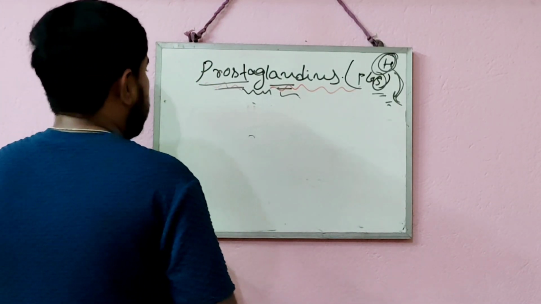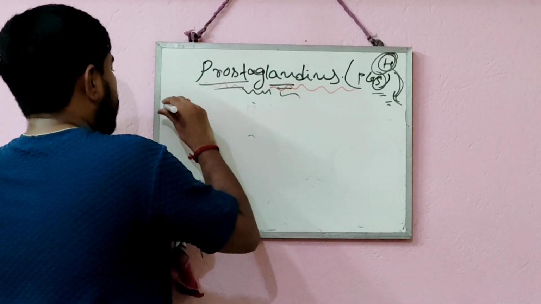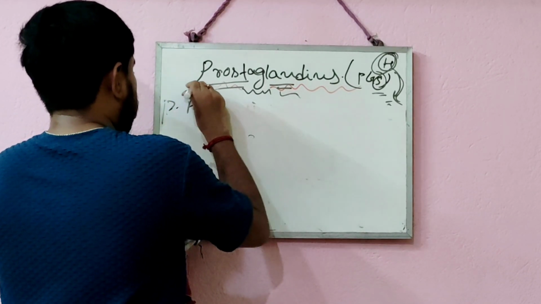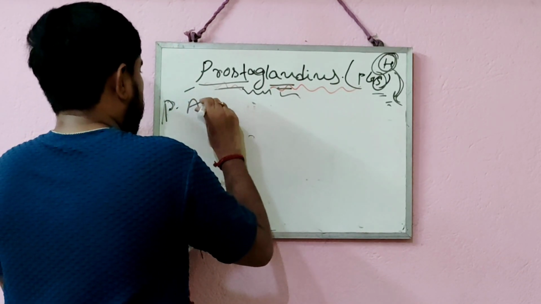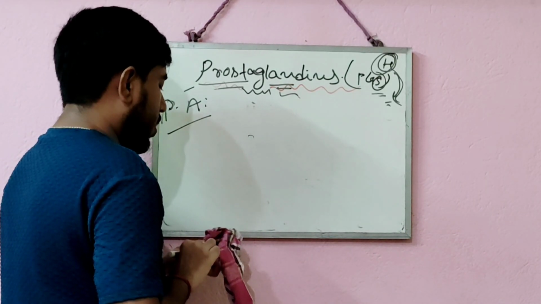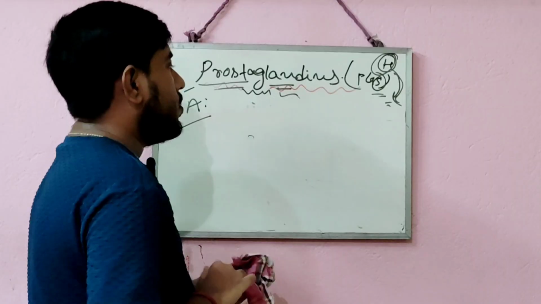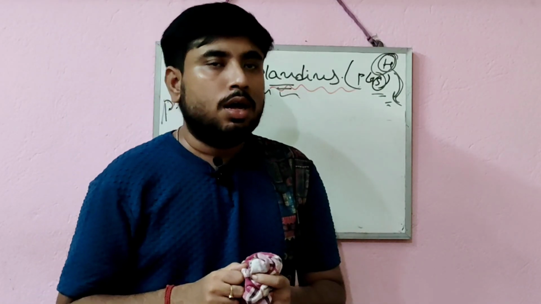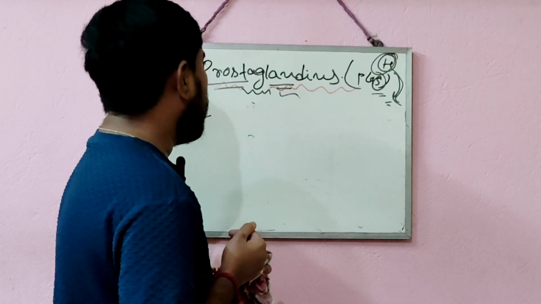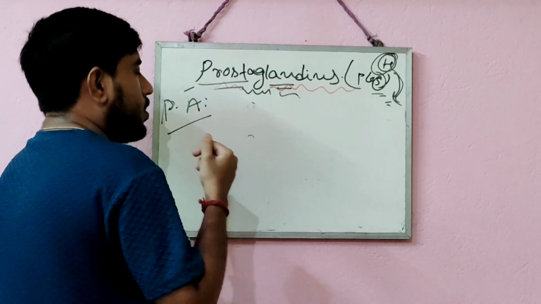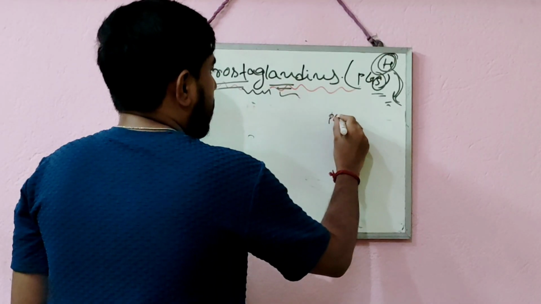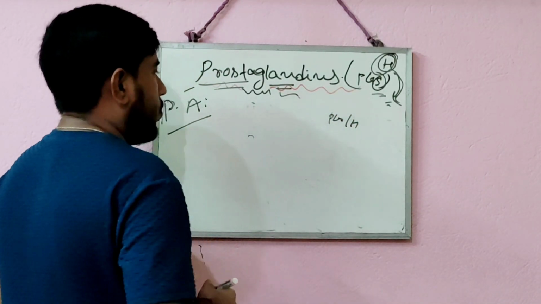Now we are going to discuss the different physiological actions. I told you histamine and prostaglandin, these two are very important for pharmacy, because in our body almost 90% of the work is covered by prostaglandin and histamine. So these two are very important.